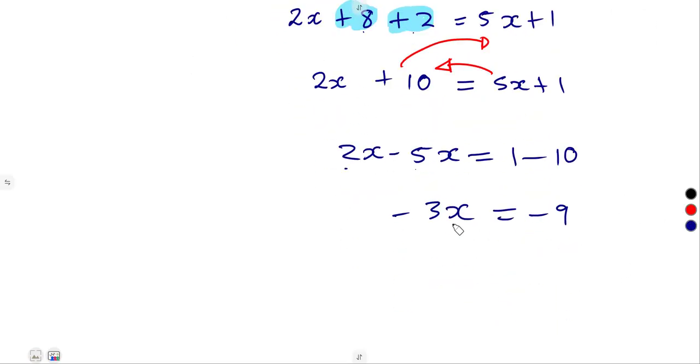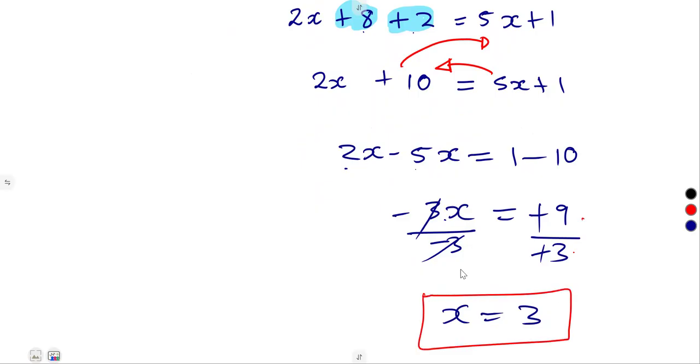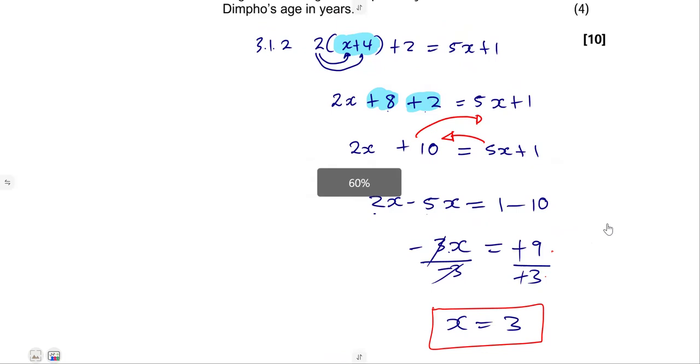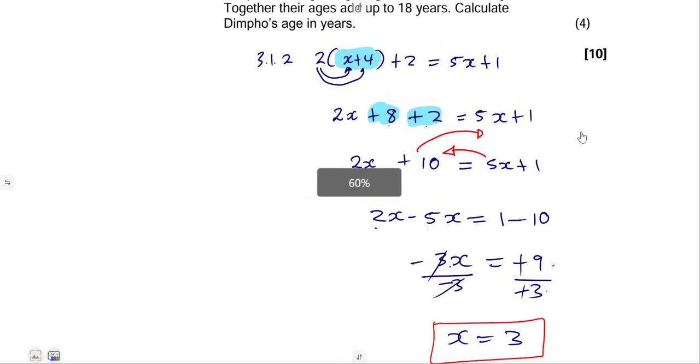Divide by what? Negative 3. That's a product here. So divide by negative 3, both sides of the equation. That was going to cancel. 9 divided by 3, that's a 3. Okay? Or you can just use your calculator, guys. Okay, but that is how you answer this question. Just like that.